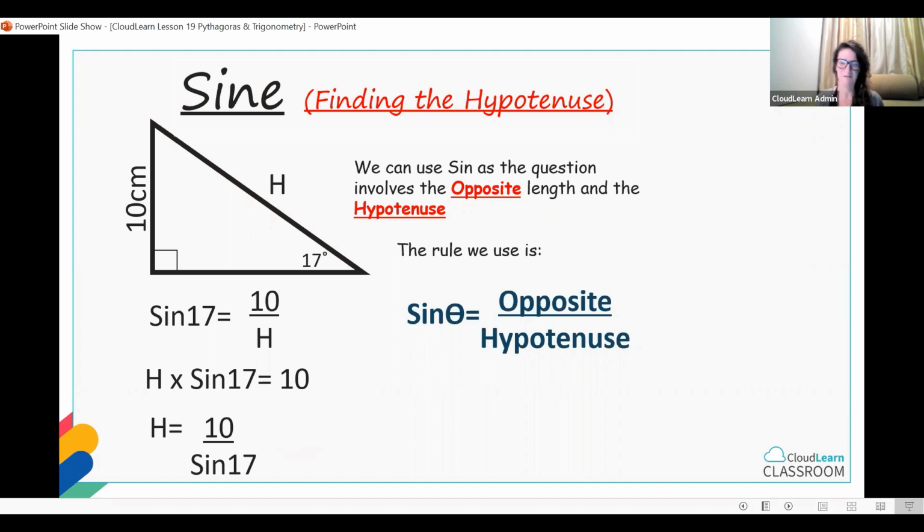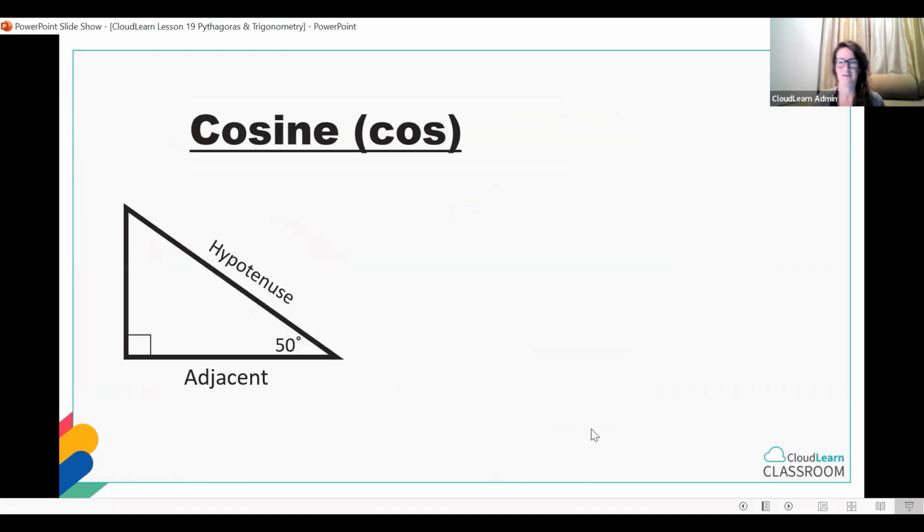And you should get 34.203, so 34.2 centimeters rounded to 1 decimal place, or 3 significant figures. Okay, so hopefully that's okay for sine. Are there any questions? No questions yet. Okay, I'll keep going.